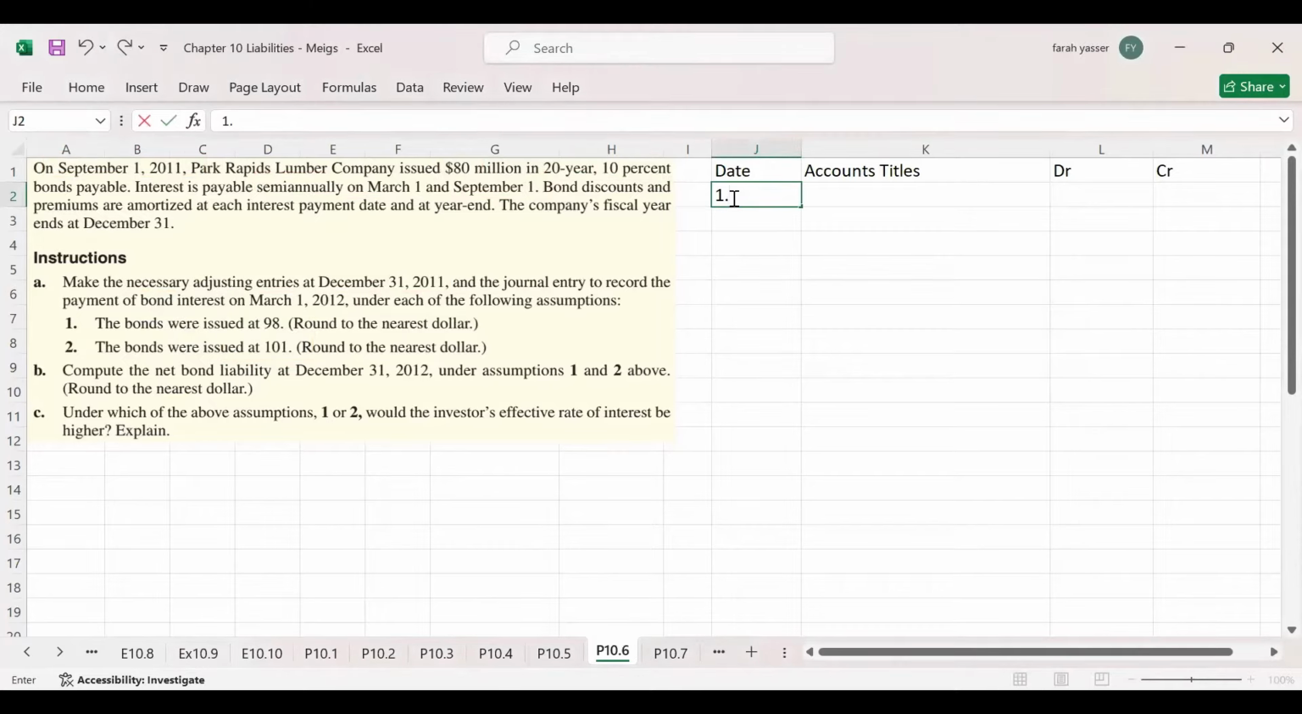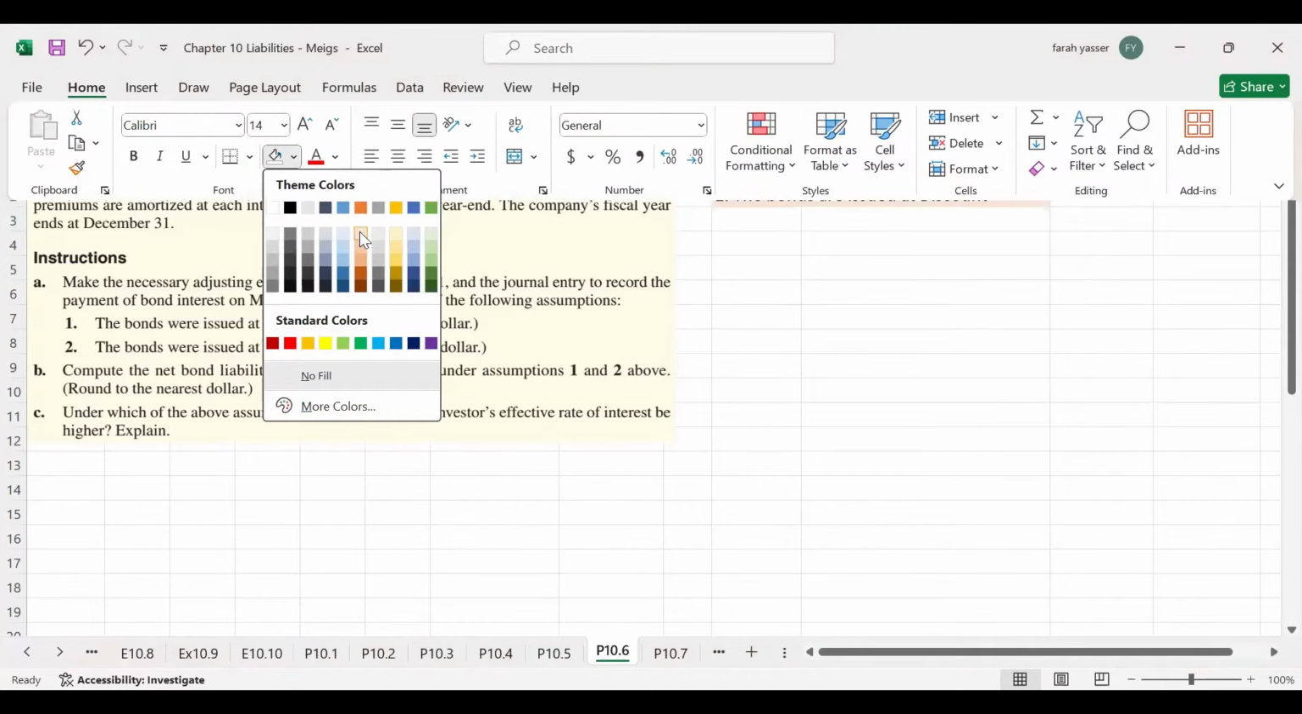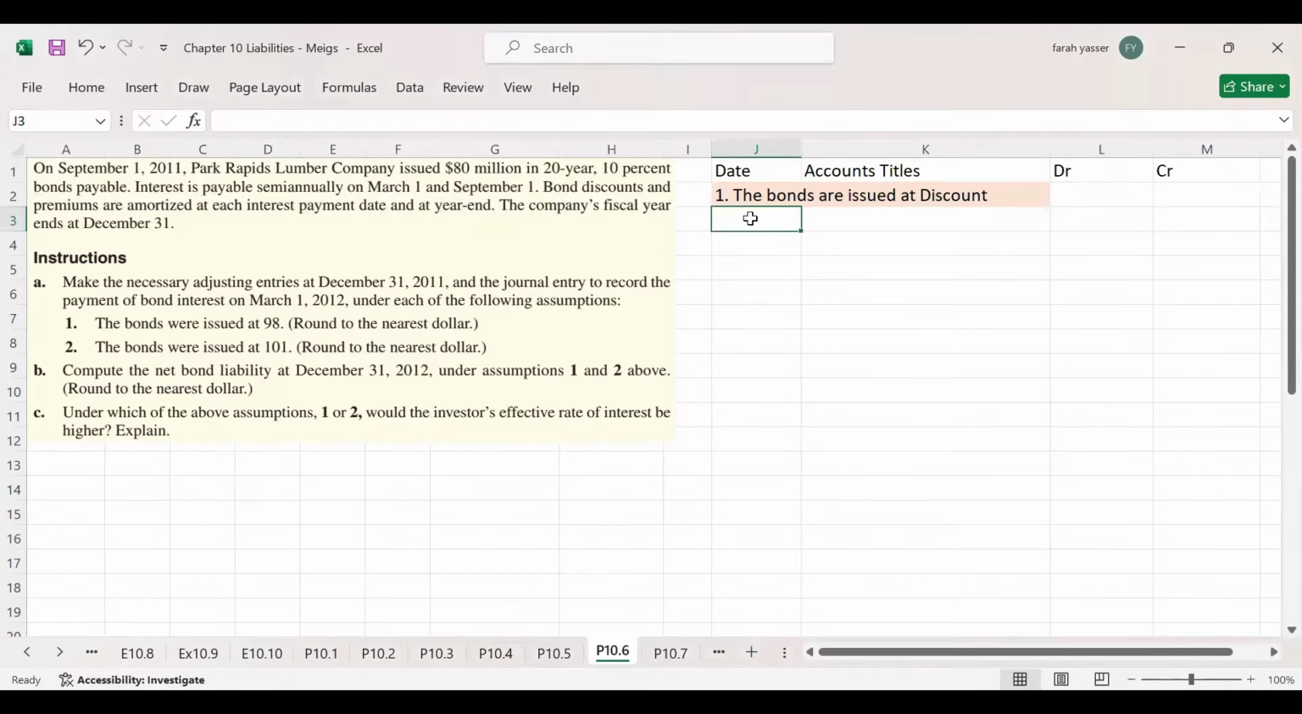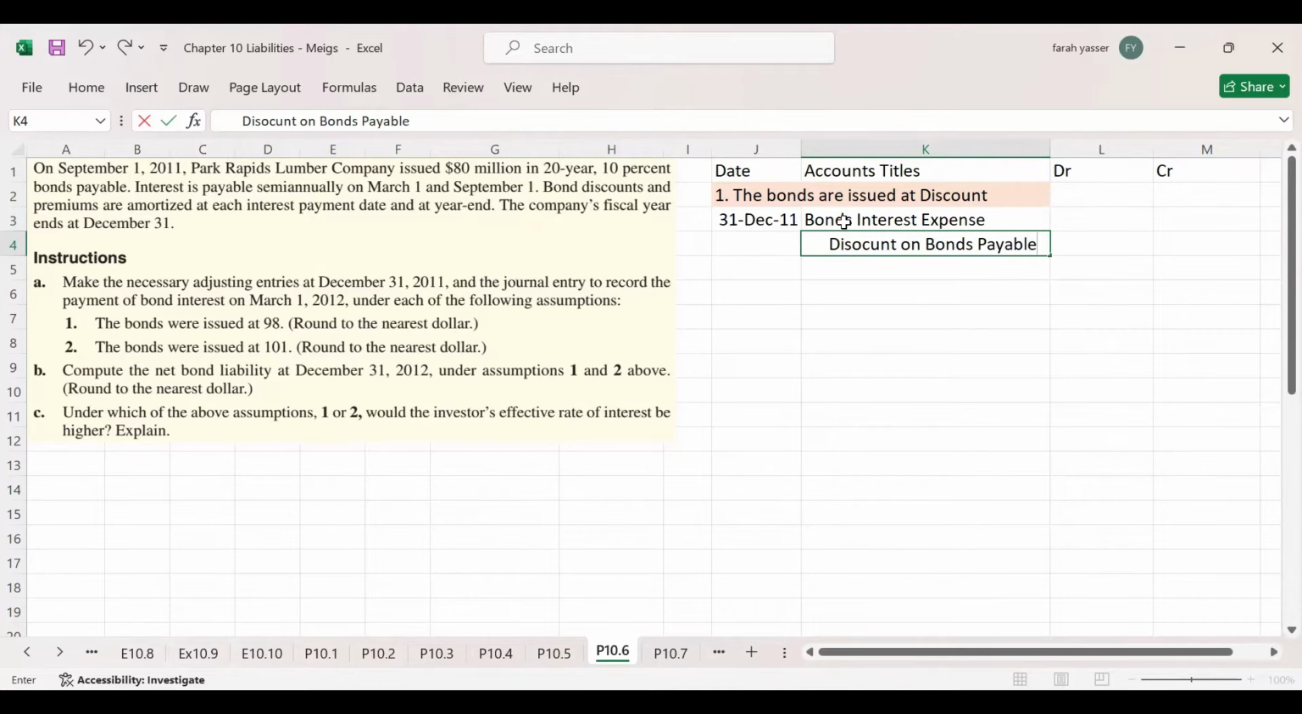In the first case, we will consider when the bonds are issued at discount. So we will record adjusting entries as well as the payment of interest related to the discount. The adjusting entry would be on December 31st, 2011, and in an adjusting entry the expense will be on the debit side. So bonds interest expense will be debited. Then, as in the first case the bonds are issued at discount, we will record discount on bonds payable and then bonds interest payable. So this is the entry.